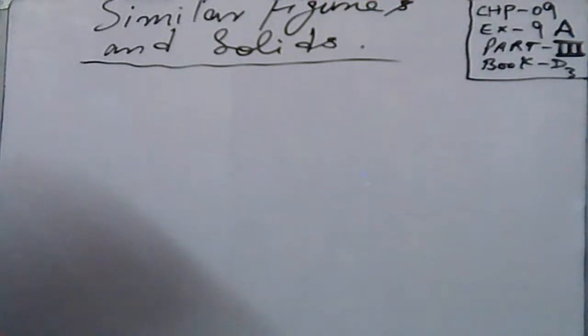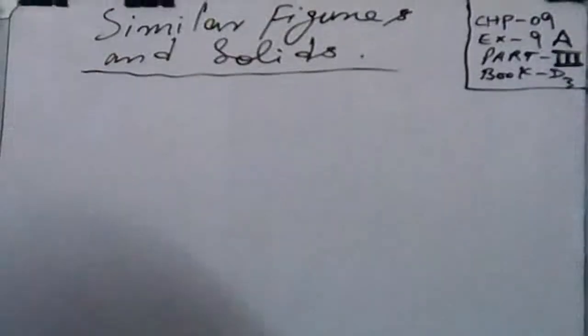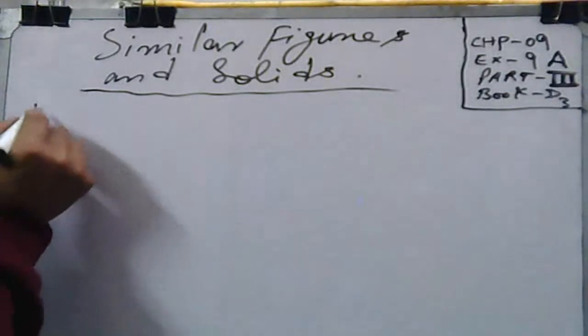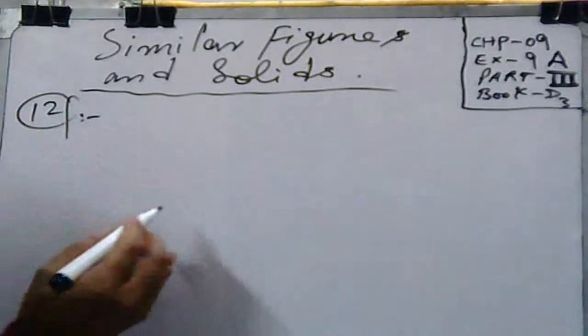Now question number 12, read the statement. In the diagram, AR is equal to 4 centimeter, QA 3 centimeter and DQ is equal to 7 centimeter. Similarly, PD is equal to 4 centimeter. Find the length of AB and BC, and the ratio of the area.